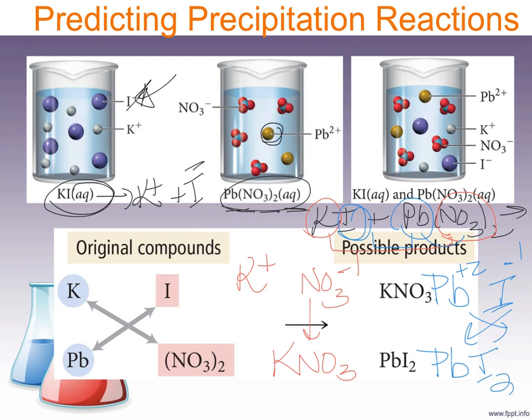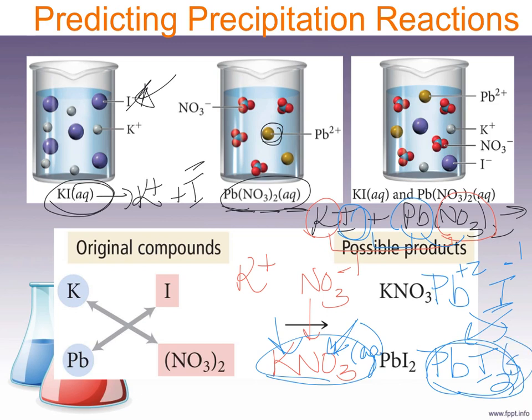Then you look at the two potential products formed and see if one of them is a precipitate. Potassium nitrate is not, it's soluble, so you put aq because it has a group 1A metal, plus it's a nitrate, so it's super soluble. Lead(II) iodide is an insoluble precipitate because lead is one of the exceptions that make halides insoluble.